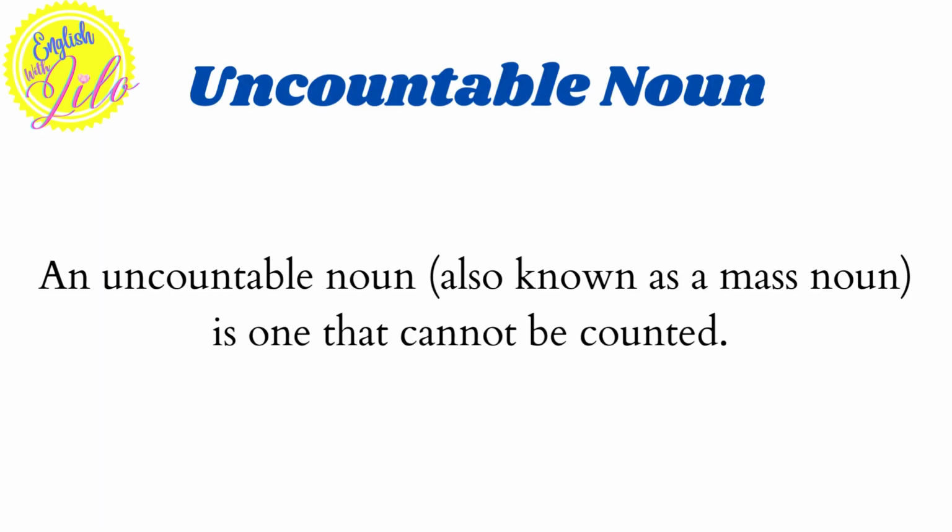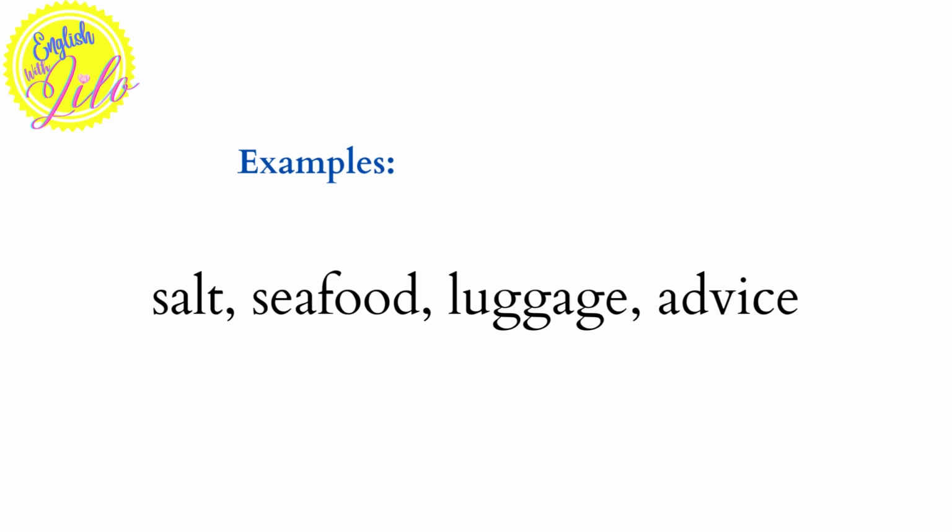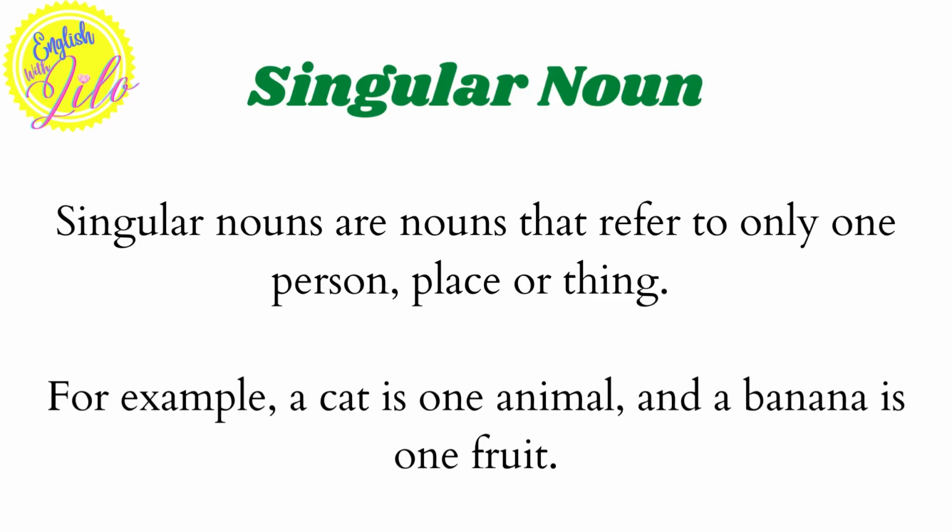Uncountable noun. An uncountable noun, also known as a mass noun, is one that cannot be counted. You don't say that you have a happiness, or 3 happinesses. Uncountable nouns typically don't have plural forms. Examples: salt, seafood, luggage, advice.